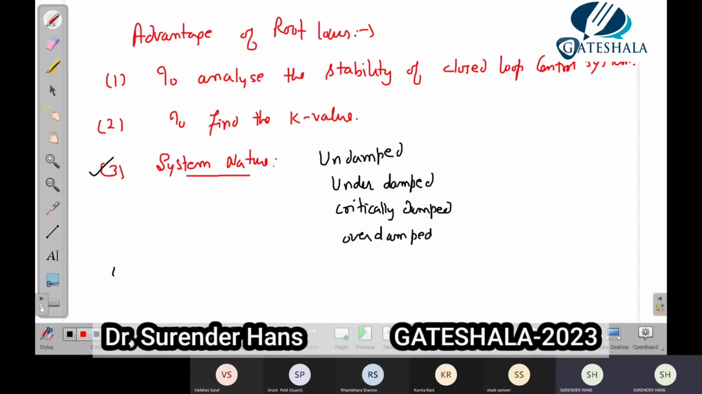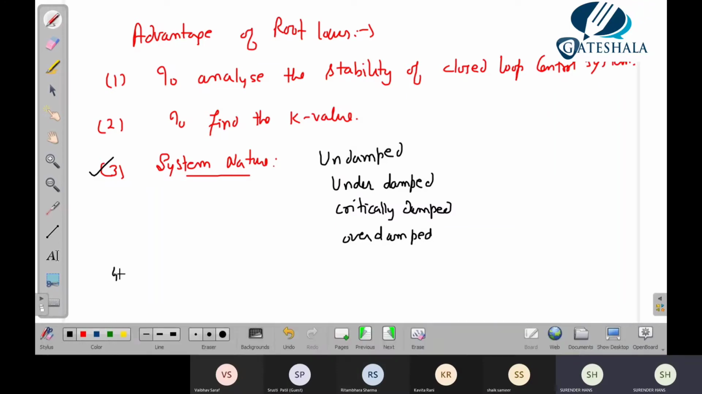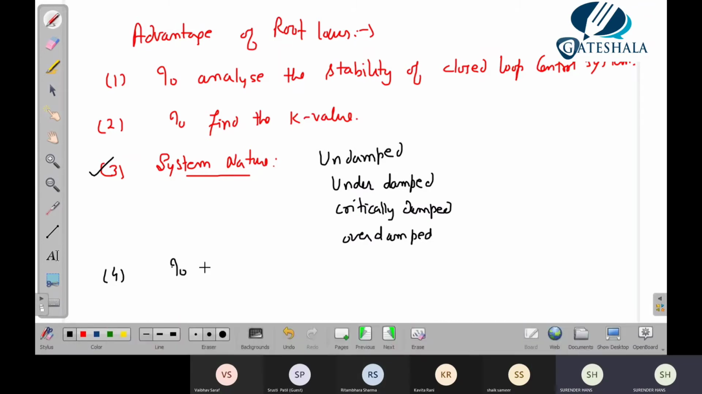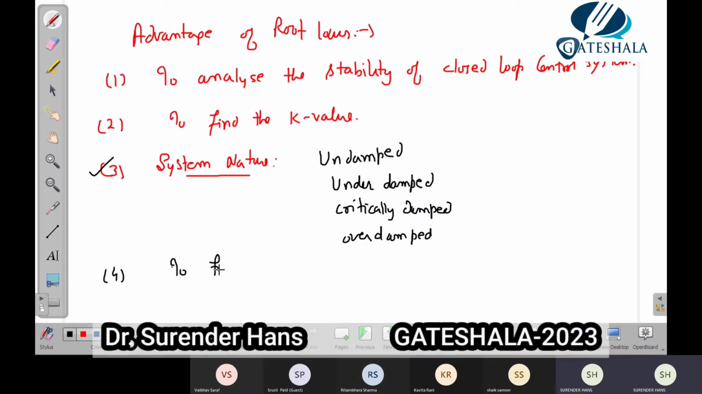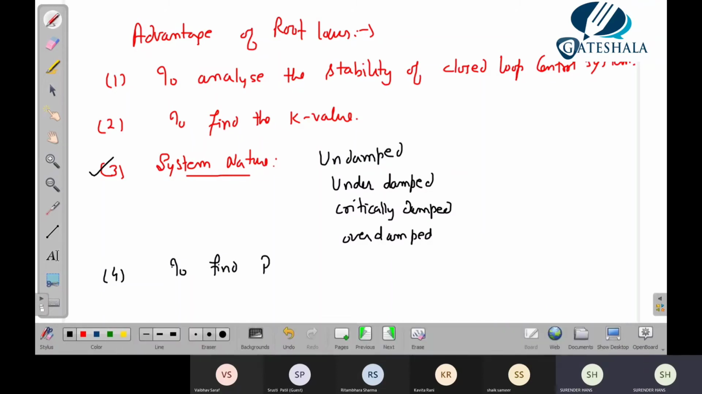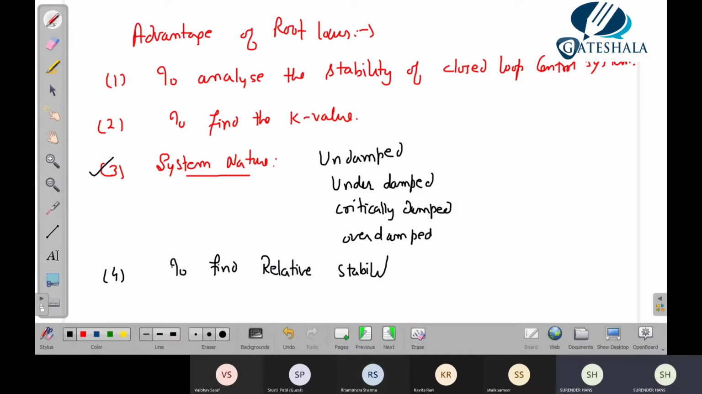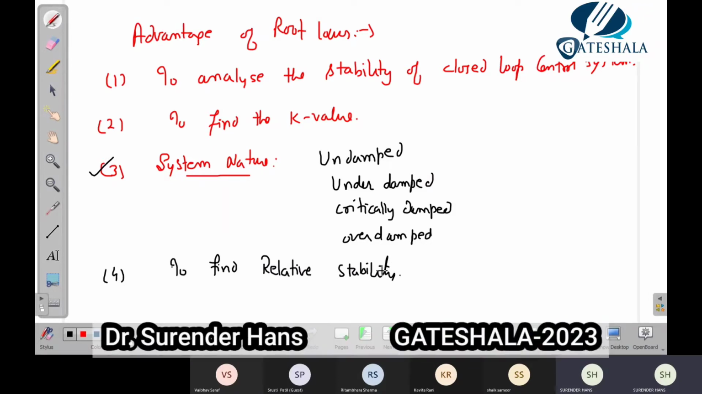Clear? And the fourth point is to find the relative stability. What the relative stability is, we will discuss later. Clear? Now these are the advantages of root locus.